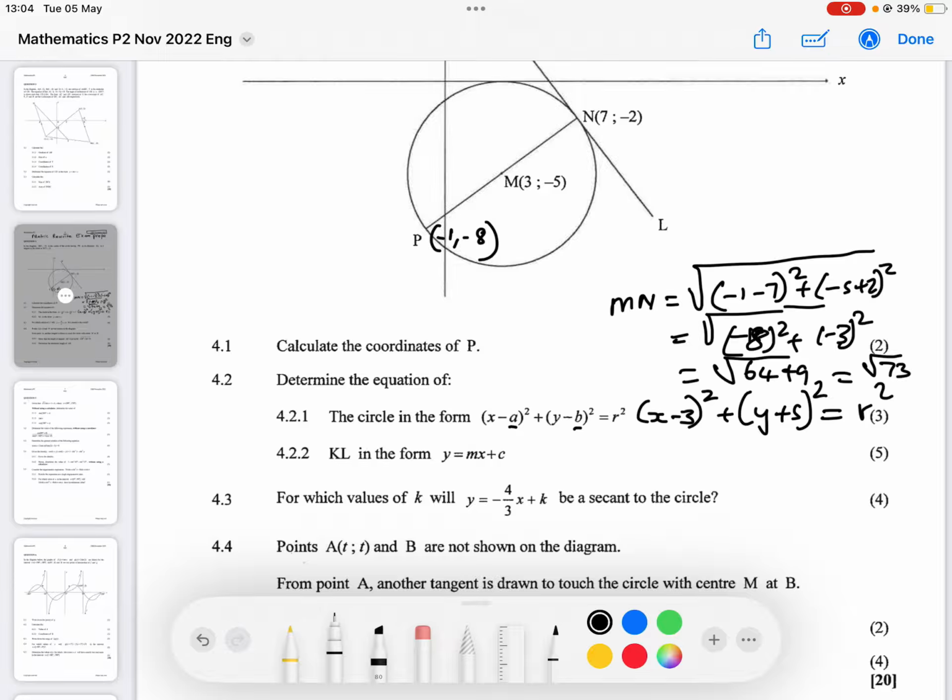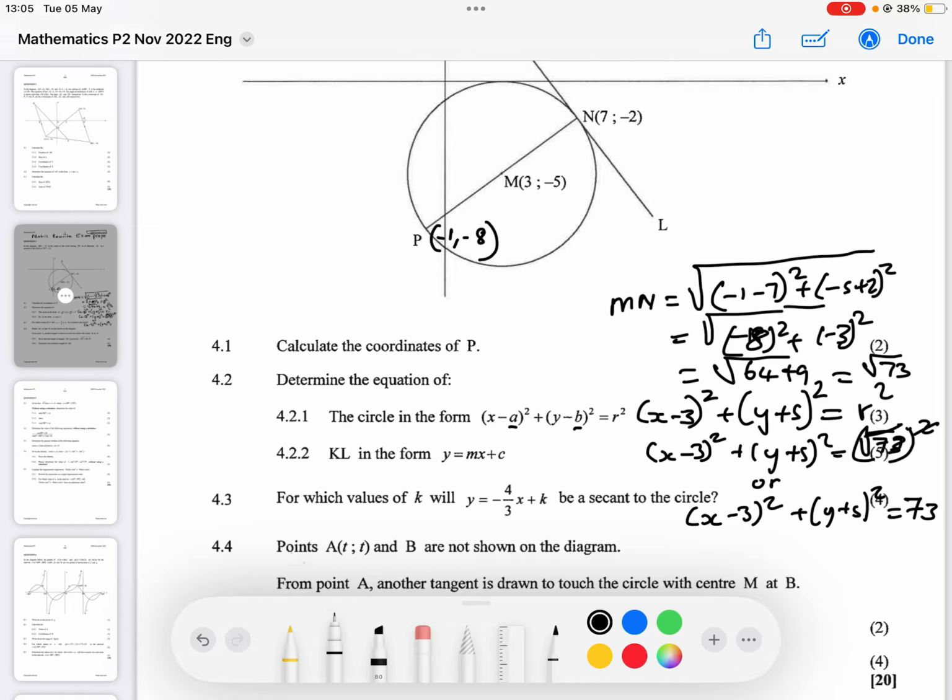Therefore, now you can say x minus 3 all squared plus y plus 5 all squared equals the root of 73 all squared when you substitute. You can leave your answer there, or you can say x minus 3 all squared plus y plus 5 all squared equals, these two will cancel the root, and then it's 73.